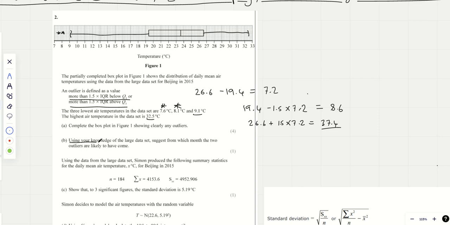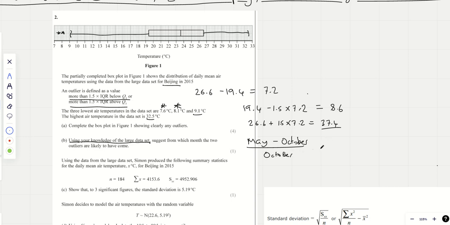Okay, here's a scary bit. Using your knowledge of the large data set, suggest from which month the two outliers are likely to have come. Well, they're cold, yeah, and we're in Beijing, and the data set only goes from May to October. So all you've got to do is say, well, October's the coldest month, so October.